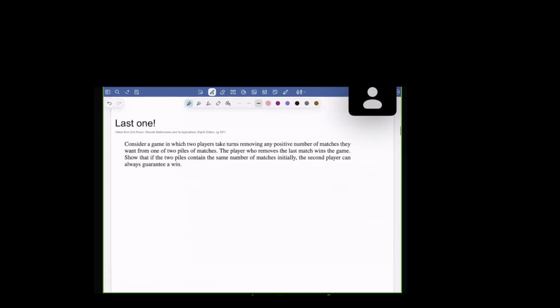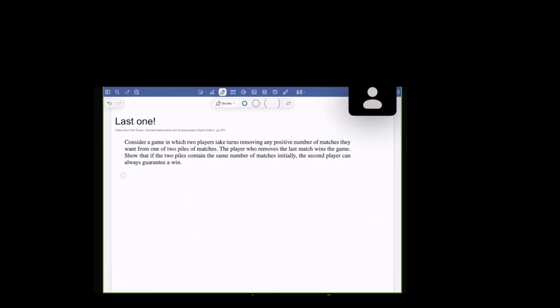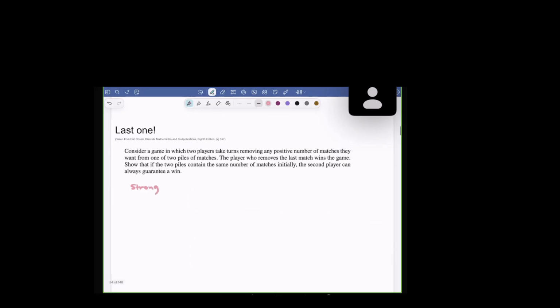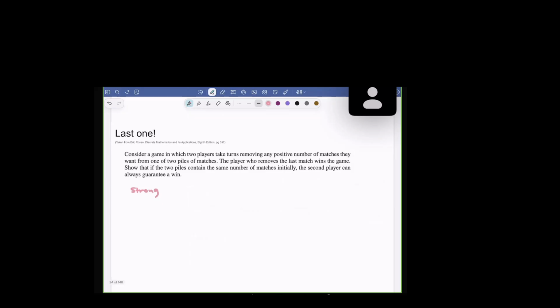This is our last problem. Consider a game in which 2 players take turns removing any positive number of matches they want from one of 2 piles of matches. The player who removes the last match wins the game. Show that if the 2 piles contain the same number of matches initially, the second player can always guarantee a win. Here, I'll just tell you, you guys should use strong induction. I'll give you guys maybe, realistically, 2 minutes is not enough, but just in the interest of time, just to think about it.